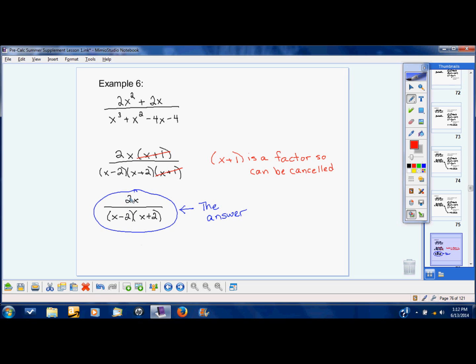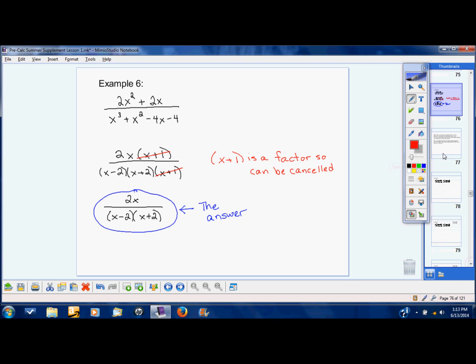Don't fall into the trap of thinking, oh, I see a 2 up here and a 2 down here, they can cancel. They cannot. 2 is a factor up here, but 2 is not a factor by itself in the denominator. 2 is a term in a part. It is a part of a factor. Here, this 2 is part of this factor. It is not a factor by itself, so therefore it can't cancel. So this one is the actual answer to that problem.